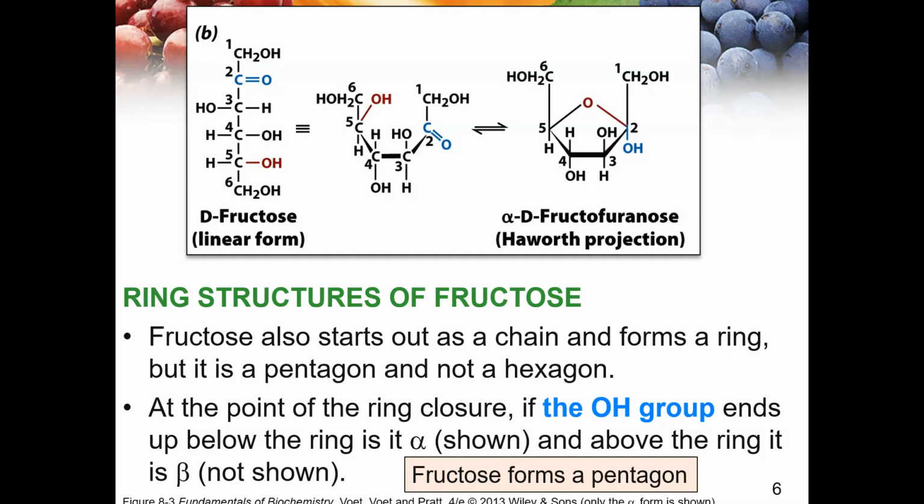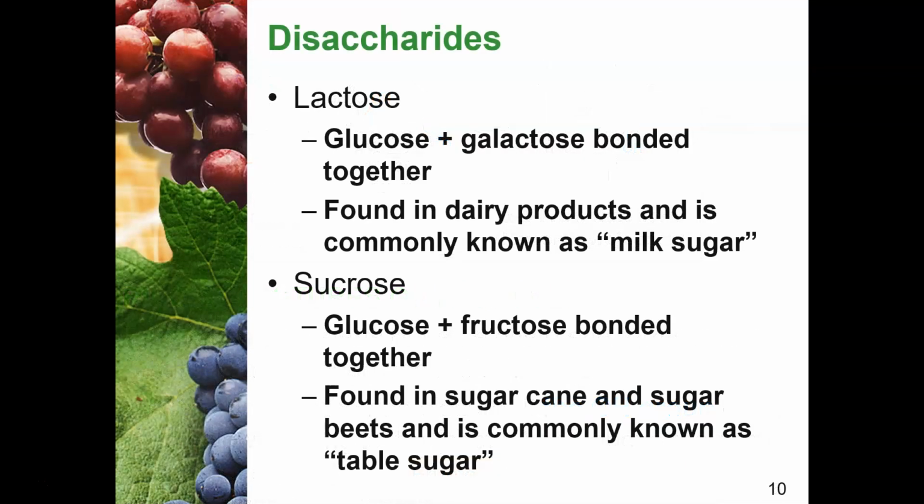You might notice right here that fructose is different from glucose and galactose in that fructose forms a 5-membered ring. We usually draw it as a pentagon. Again, that's not exactly what it looks like, but that's how we draw it in the textbooks. So those are our important monosaccharides. Now let's talk about disaccharides that are important in the diet.